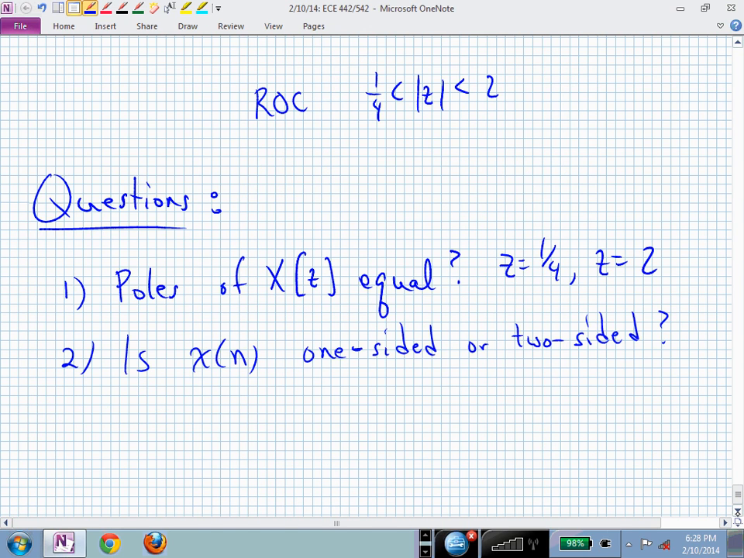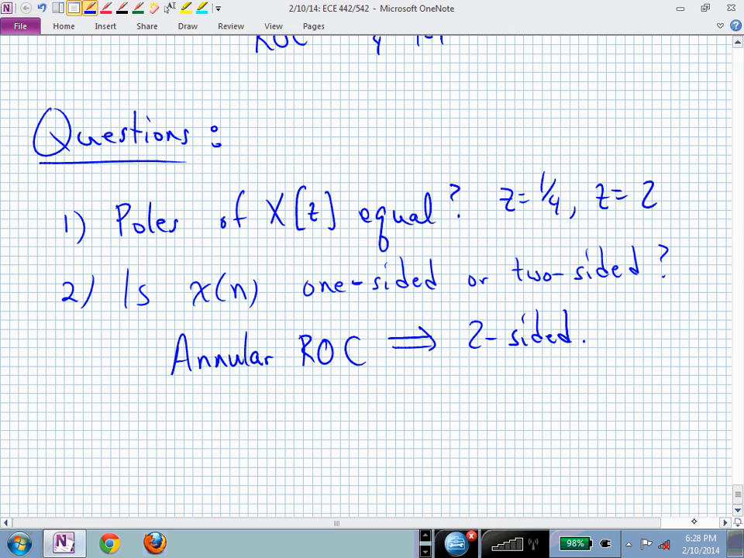Question 2 then is x of n one-sided or two-sided? Because it's an annular region of convergence, it's two-sided. Do you see how much we're learning just by looking at this and not even doing any computations? What have we learned? We know where our modes are, where our poles are.